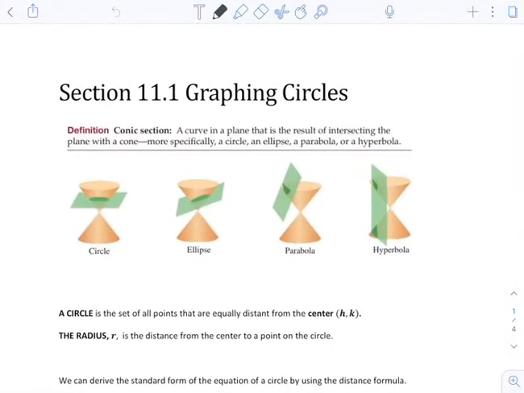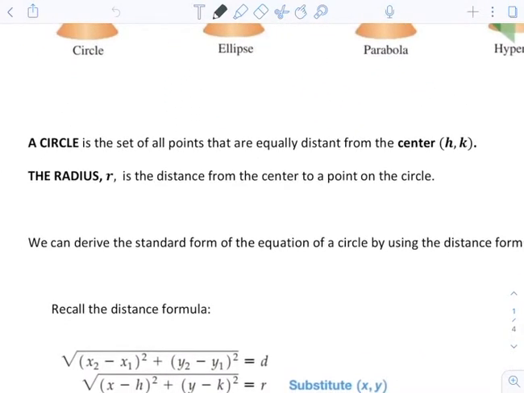Okay, so what we're going to start with today is circles. So remember, a circle is a set of all points that are equally distant from the center. And much like our vertex in a parabola, that's h comma k, with our circle, it's also going to be labeled h comma k. And remember, your radius, which we label as r, is the distance from the center to any point on your circle. So your radius is creating that equal distance from your center to all of the points around the circle.